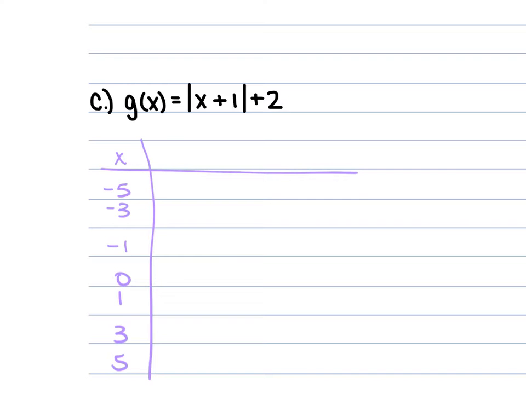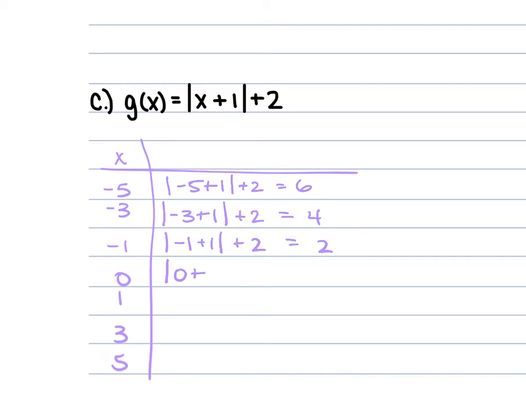So for the -5, we're going to have the absolute value of -5 plus 1, which is the absolute value of -4. That's +4 plus 2 is going to give us 6. For the -3, we have the absolute value of -3 plus 1, which is the absolute value of -2, which is 2, plus 2 is 4. Next is the absolute value of -1 plus 1, which is 0, plus 2 is 2.